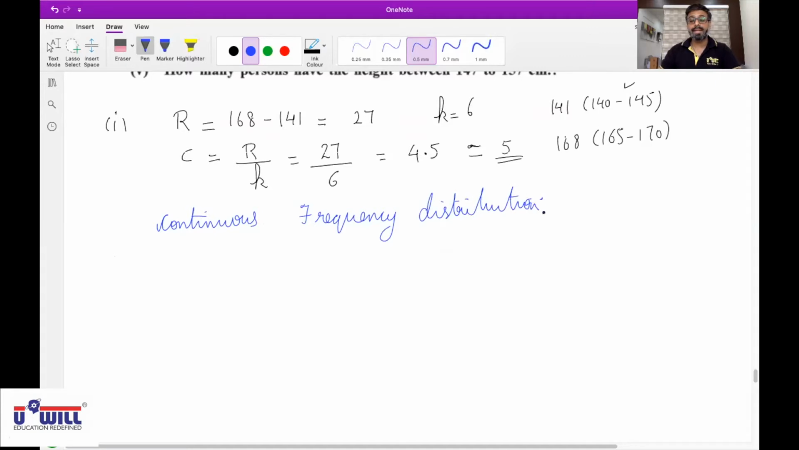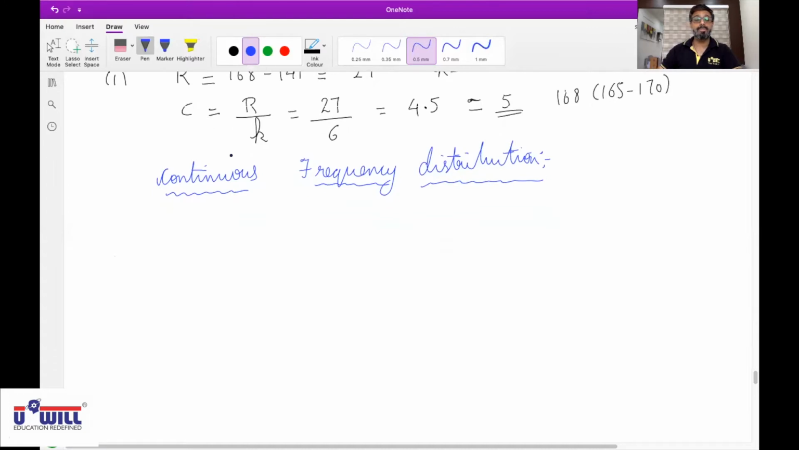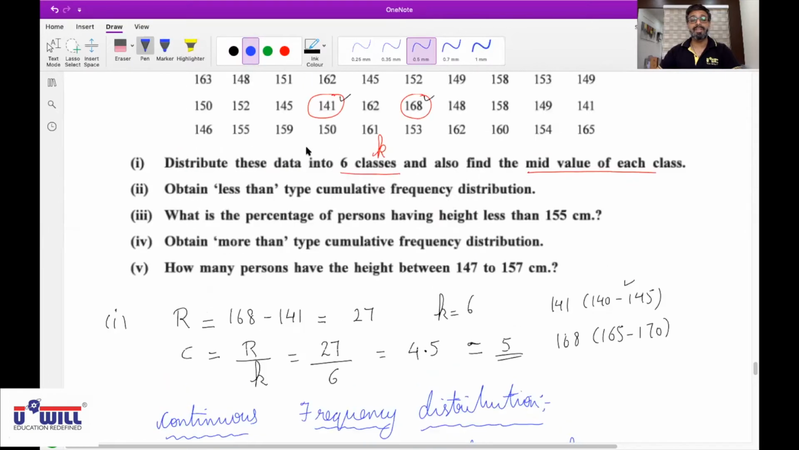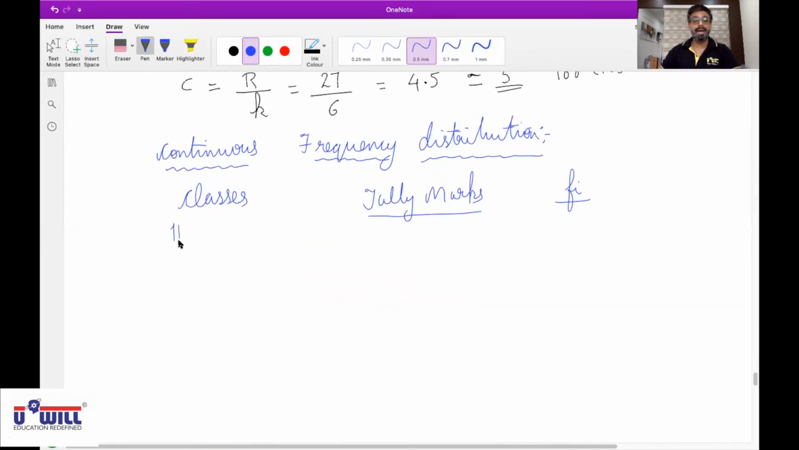I hope everyone is writing it. Mukti, is everyone writing? Yes, sir. Okay. Now 3 columns you will make here. One is classes. Second is tally marks. And third is frequency. In classes, just mention below that. What is the classes here indicating which variable? Height in centimeters.